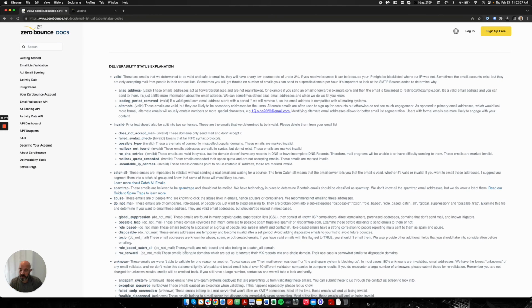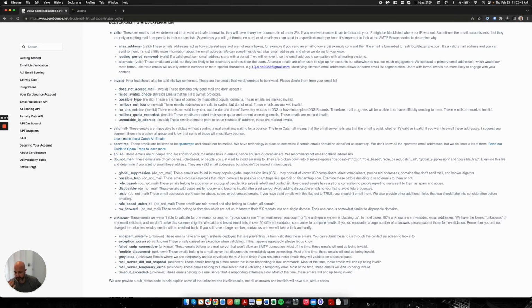The MX forward. So these are emails that belong to a domain, but the domain's MX records are forwarding somewhere else. And so this is a case where we see they're very similar to disposable domains. And so again, this is not something that I would accept and have as part of my database.